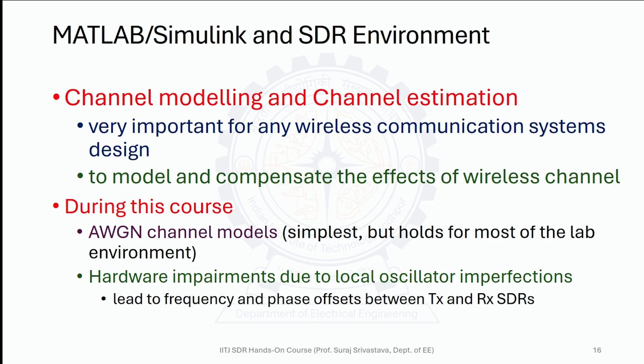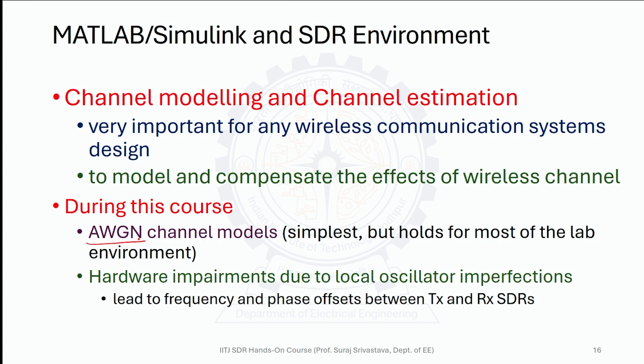First thing is to model the wireless channel so that you can work in a simulated environment and develop the signal processing algorithms, and also to compensate the effect of wireless channel. During this course, we will mainly focus on the additive white Gaussian noise channel, which in short we call AWGN channel. It is the simplest model for the wireless channel, but it holds for most of the lab environment. So, this is the channel model which we will mostly be focusing on during this course. But of course, once you understand the principle, you can extend this to other wireless channel models also. Then you have to do the channel estimation and equalization.